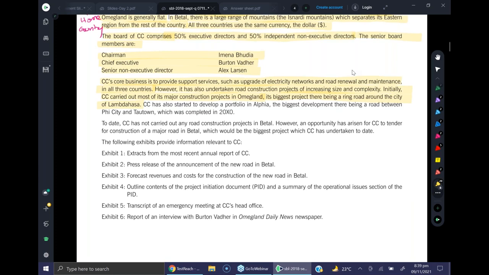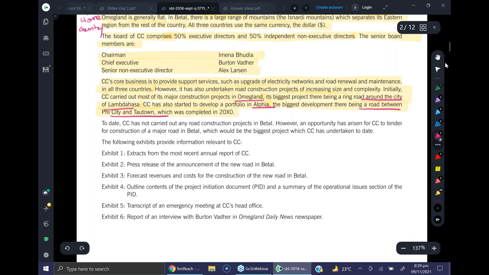Okay, CC also has started to develop a portfolio in Elfia. The biggest development there being a ring road between Fee City and Tow Town, which was completed in 20x0. So the biggest project in Omegland is the ring road around the city of Lamdasha, and the biggest project in Elfia is the road between Fee City and Tow Town, right? So they have already spoken about two countries.